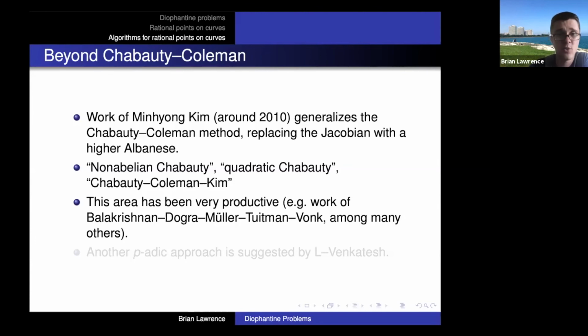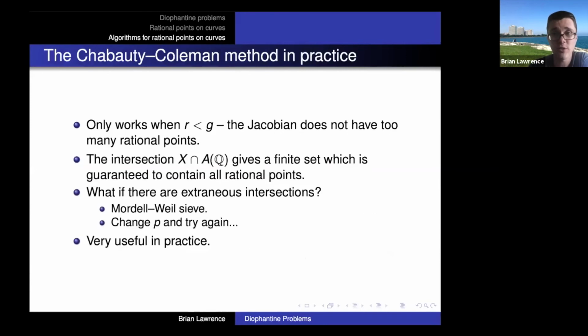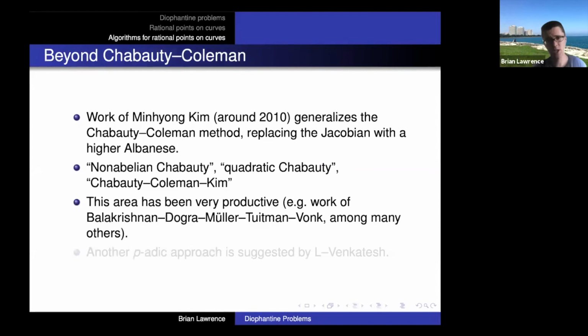So even when R is greater than or equal to G, the Jacobian has so many rational points that you can't say anything about rational points on the curve. But when that happens, you just move up to the second step in Kim's tower, or the third or the fourth, and it's expected that eventually you'll be able to deduce finiteness of rational points.